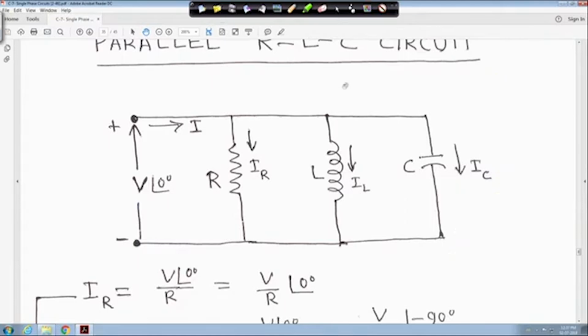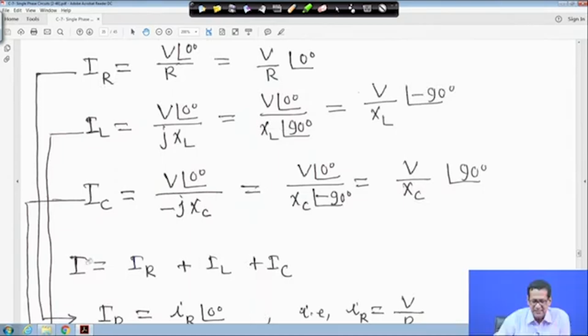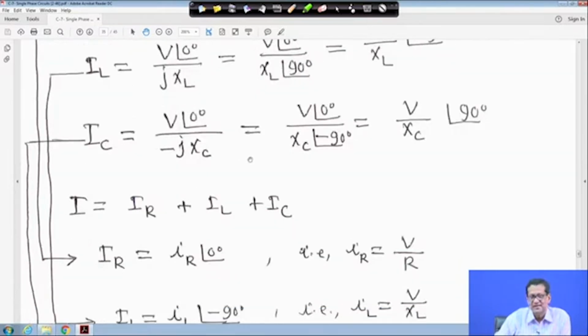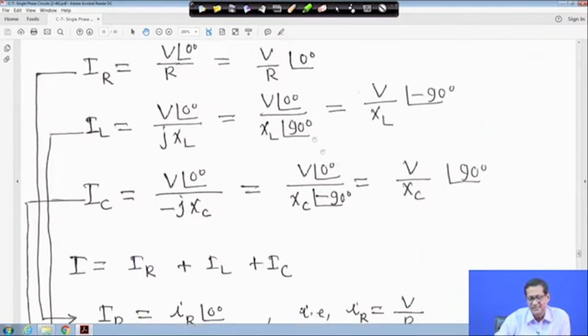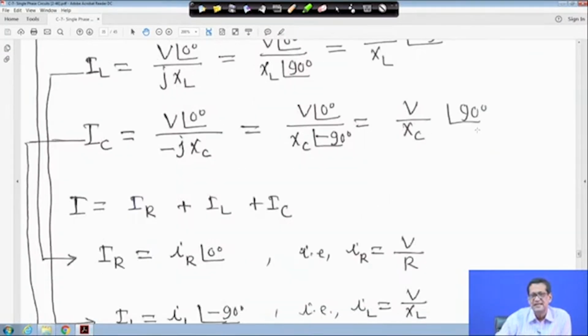So V angle 0 upon jXL is equal to V upon XL angle minus 90 degrees. We have seen in the pure inductive circuit that the current lags. Similarly, for the capacitor the current leads the voltage: V angle 0 upon minus jXC is V upon XC angle plus 90 degrees, because of minus j in the denominator.